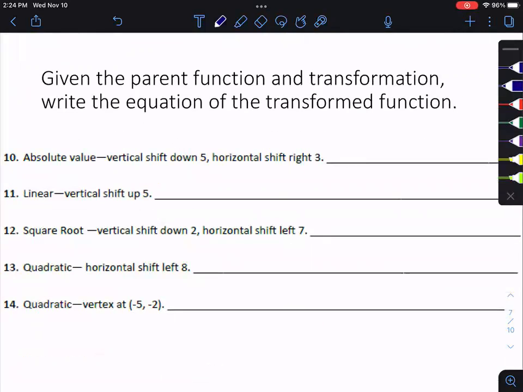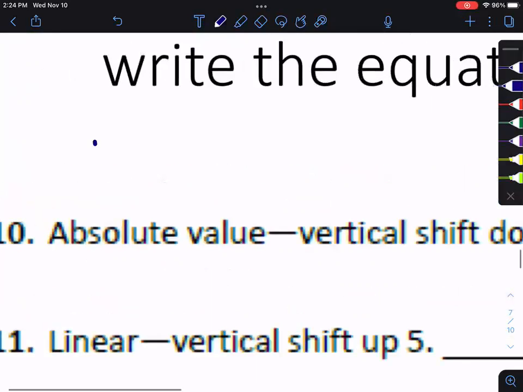Changing it up a little bit, we're going to be given the parent function and the transformations, and we are going to write the equation of this transformed function. So question 10, we're going to start out with an absolute value. So that's going to look like this.